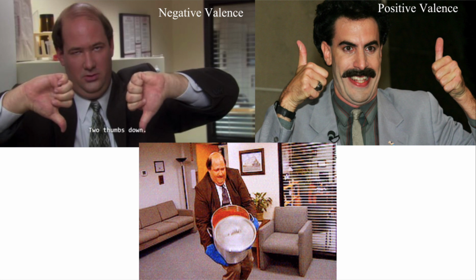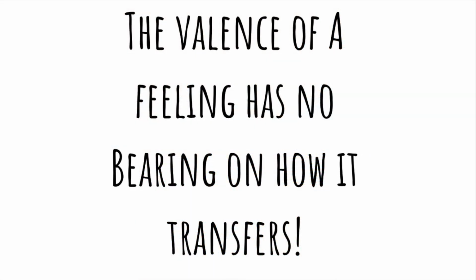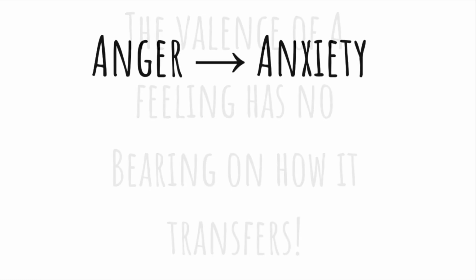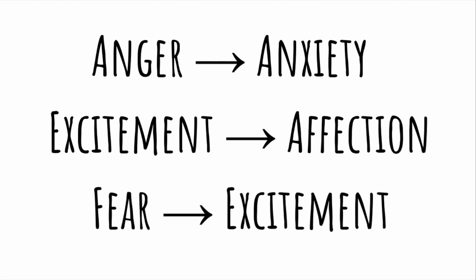Hedonic valence is the described positivity or negativity of an emotion or feeling. For example, fear and anger will be negatively valenced, while joy and excitement will be positively valenced. The charge behind the feeling has no bearing on how they transfer to the next event. Anger can transfer to anxiety, excitement to romantic affection, fear to excitement, and so on.